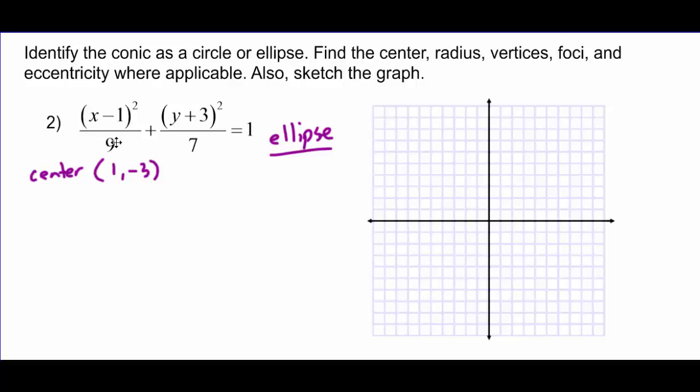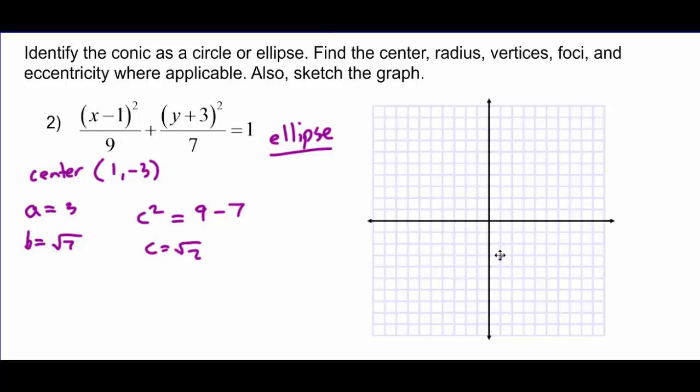All right, our a squared term is 9, so that means a is equal to 3. Our b squared term is 7. That means b would be the square root of 7. We might as well go ahead and find c. So we know c squared is equal to a squared minus b squared. So c is going to be the square root of 2. Once we've put this information together, honestly, we have enough to be able to start sketching the graph.